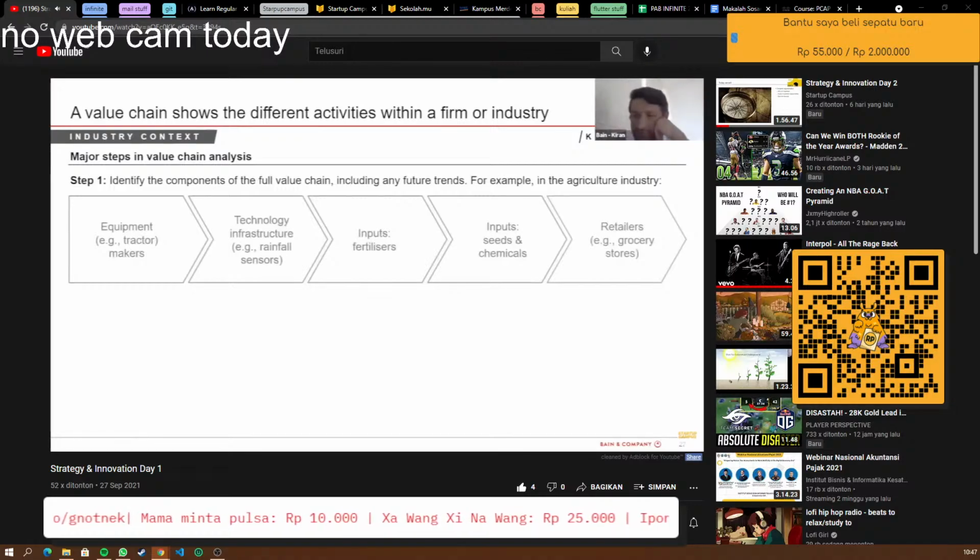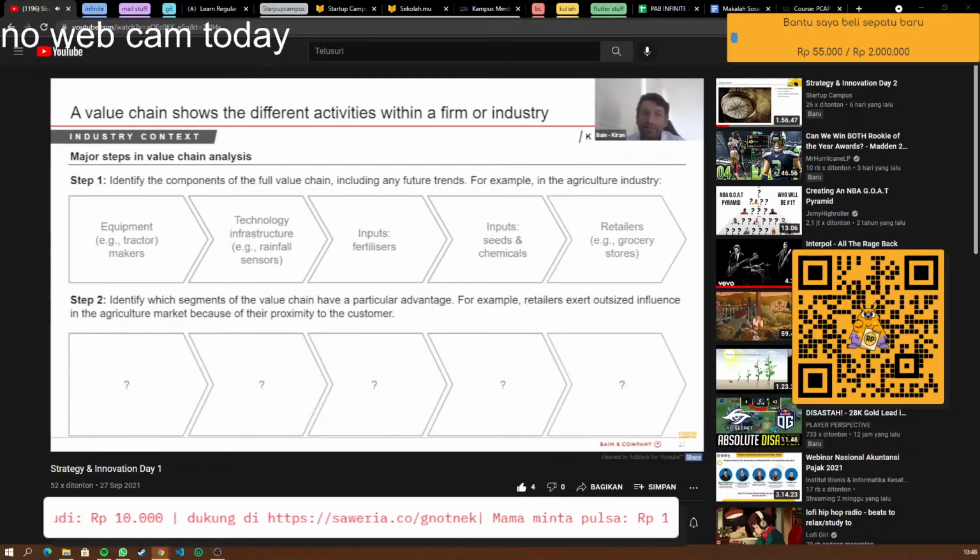And I'm going to take an example for agriculture. In agriculture, it could start from equipment, so people that make tractors, to the technology infrastructure, the ones that actually provide the infrastructure for segments, etc. 3 is fertilizers. 4 could be inputs like seeds, chemicals, etc. And 5 is retail, right? That's the first step. Identify the various components. The second is identify those segments of the value chain that have a specific advantage.